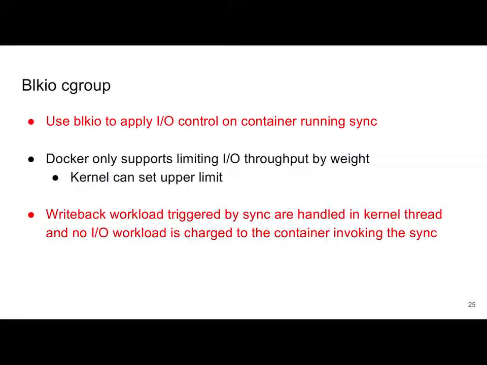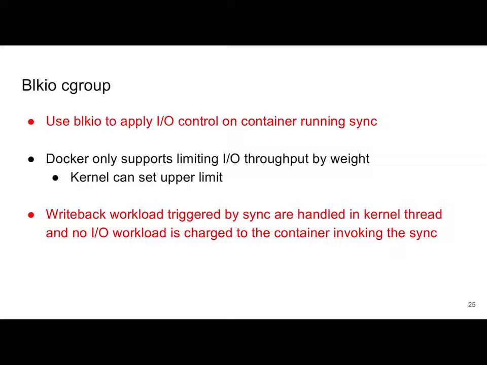Block IO, blkio cgroups. These cgroups are used to apply controls on the container running sync. Docker only supports limiting IO throughput by weight. But a kernel can set an upper limit. So suppose a particular amount of IO resource is given only to a particular container, but if we are able to exploit the kernel, it can set the upper limit.